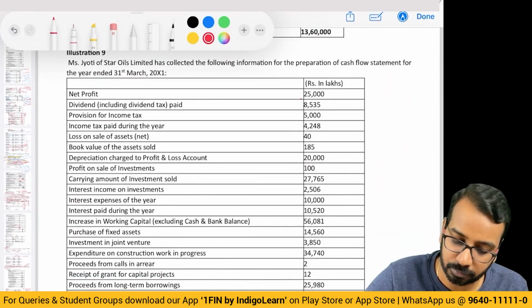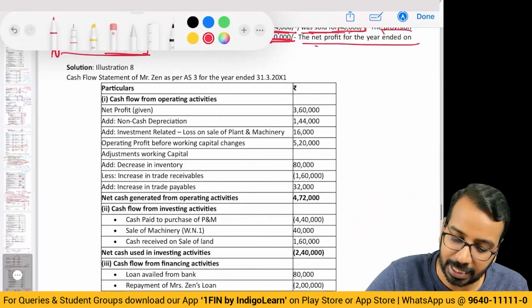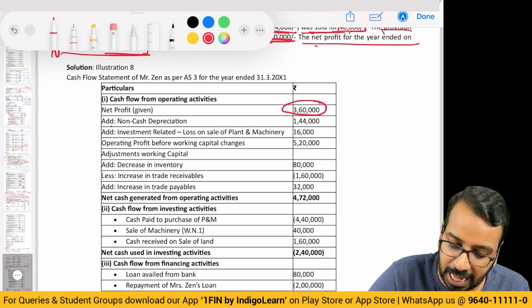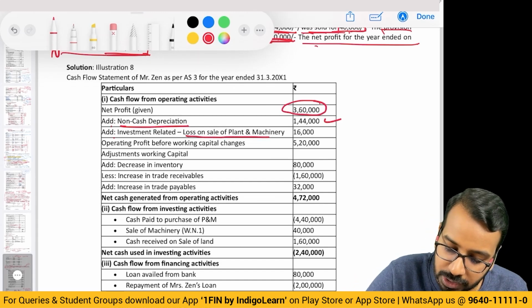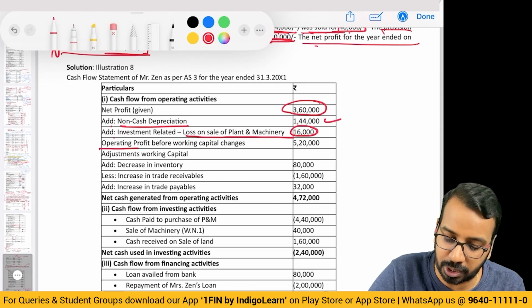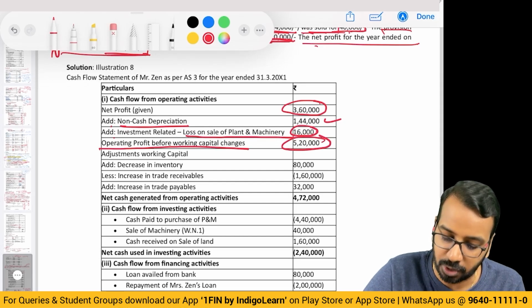Net profit has given 3,60,000. Add depreciation 144. Okay, then add loss on sale of machinery 16,000. So you get operating profit before working capital changes 420.